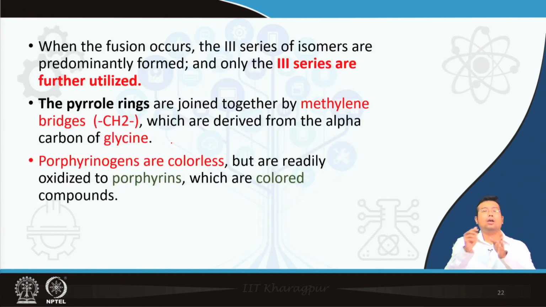So what happens when this fusion occurs? There might be many type 1 isomers, there may be multiple type 3 isomers, because not all the 1 are converted to 3, but from now only series 3 are further utilized. The pyrrole rings will be joined by methylene bridges, which are derived from glycine. And we should know that porphyrinogens are actually colorless. Still we are in porphyrinogen. These compounds are named porphyrinogen, but once they are oxidized, which we will be reading very soon, they are known as porphyrins, which are colored compounds.